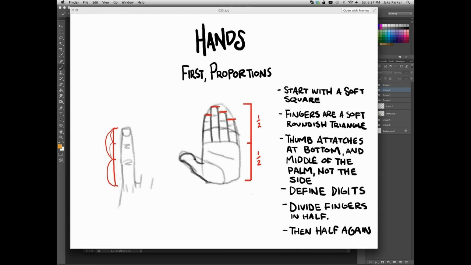If you look at how the fingers are divided up, I just look at them as half and then half again.